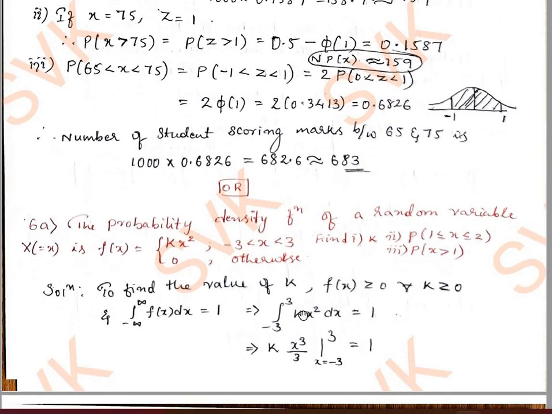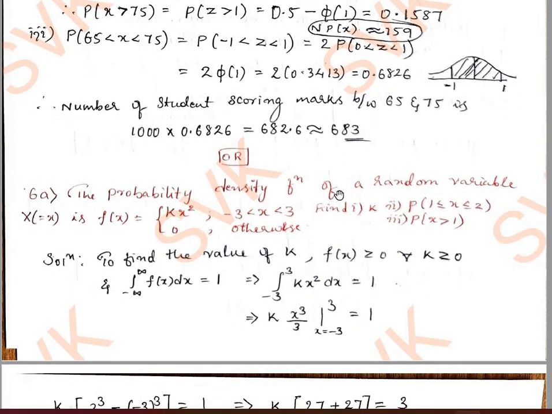Moving on to question number 6a. The probability density function, PDF, for the continuous problem. So here kx square, we are required to find the value of k, where x lies between 1 and 2, and the probability of x greater than 1. To find the value of k, we have a condition that f of x should be positive, so k positive. Then the integral from minus infinity to plus infinity of f of x dx is equal to 1.